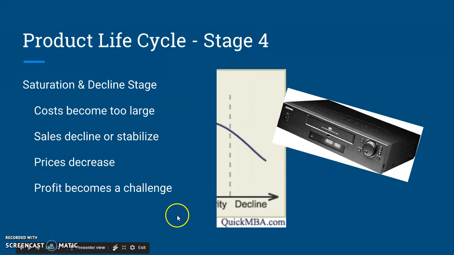This is stage number 4. So saturation and decline stage is when costs become too large, sales decline or stabilize to the point where the product is not profitable anymore. Prices are going to have to decrease in order to move the inventory and not have it sitting around anymore. Profit then becomes a challenge when you have to lower prices and sales decline. So now you know that you are in the situation where you have the decline stage.